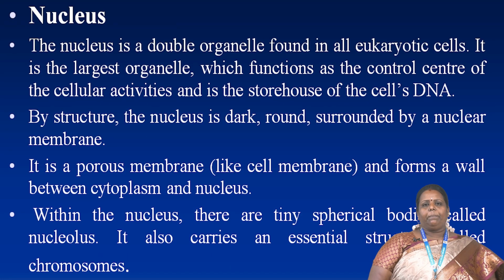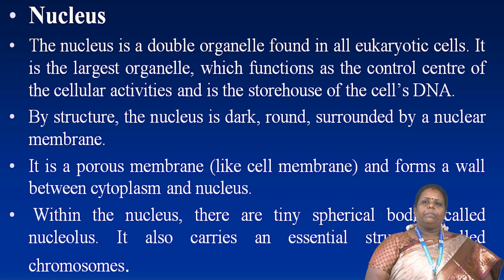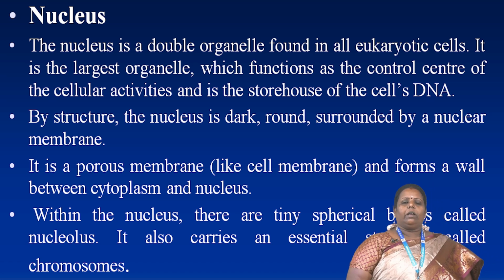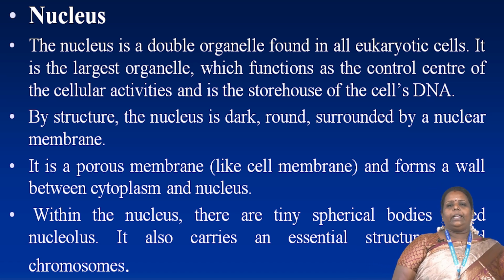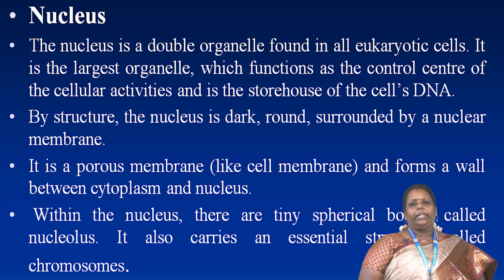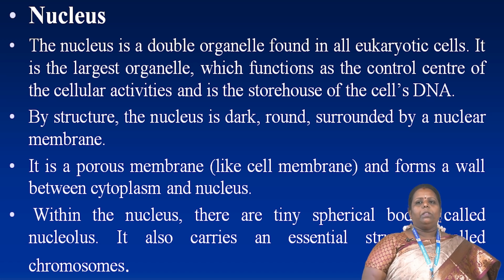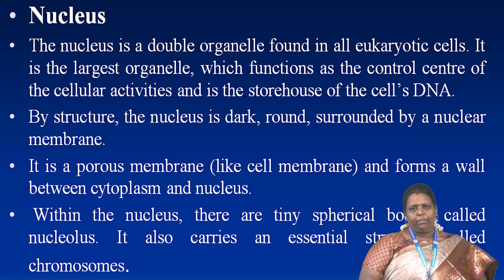And also one of the central parts is called the nucleus. The nucleus has a double membrane. It is found in all eukaryotic cells. It is the largest organelle. It is the controlling center of all cellular activities, like DNA, RNA, everything. The DNA occurs in a double helix structure. The DNA also contains genes, so it acts as the genetic material. The nucleus is a dark round body surrounded by the nuclear membrane. The nucleus is also covered by the nuclear membrane, with pores, like the cell membrane, between the cytoplasm and the nucleus.